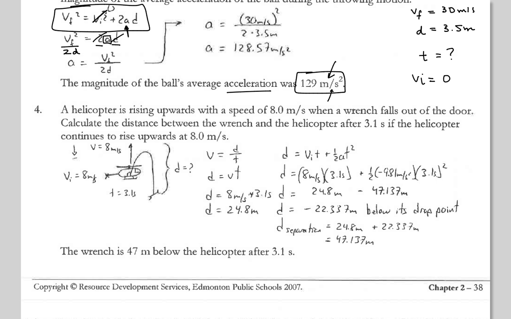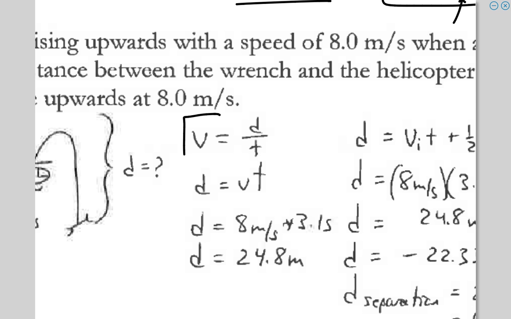All right. Helicopter continues to rise. The wrench continues to rise, but what's happening to the wrench? Slowing down due to acceleration of gravity. It's going to go up for a little bit and then fall to the earth. Okay? If you look at the very first part of the solution, what formula are they using? Just the standard d = vt one? Why are they allowed to use that?